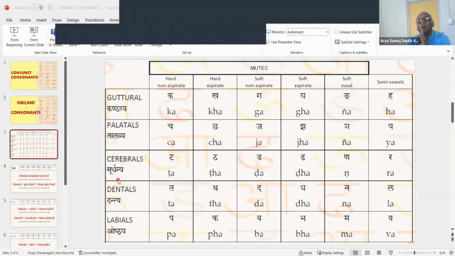And we say the ra from the same place. The tongue must be there in the same spot, and you say ra, da, ta, da, da, ra. Ra from there, and the semi-vowel, ra, from the same place.